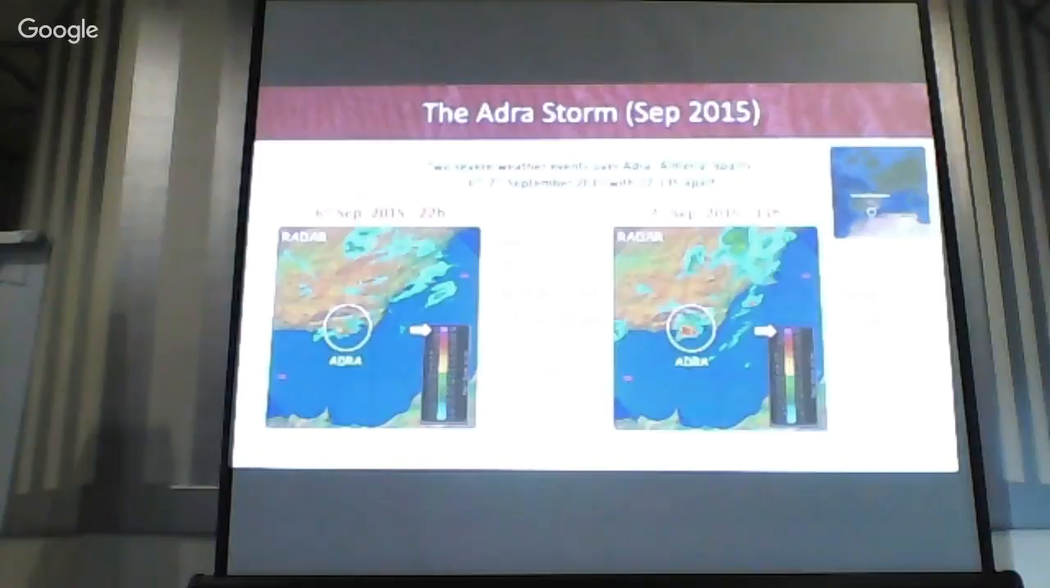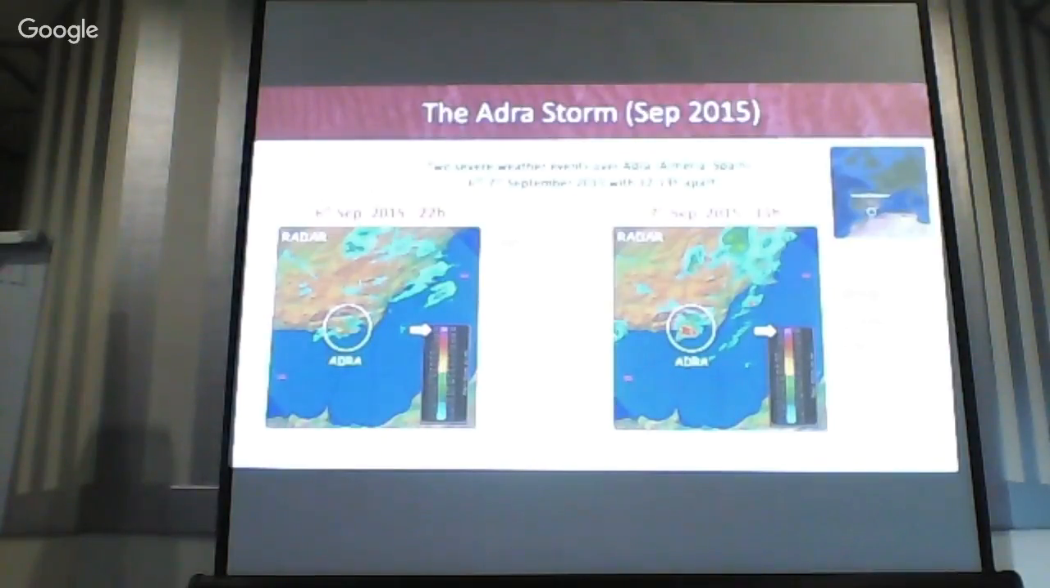So the case study I'm going to show you is a very peculiar storm, which happened in southern Spain, in Madeira, near Almeria. This was a very intense storm, which happened a couple of years ago. It led to a significant flash flood, but it has a special setting, because it in fact consists of 2 storms, about 12 hours apart.